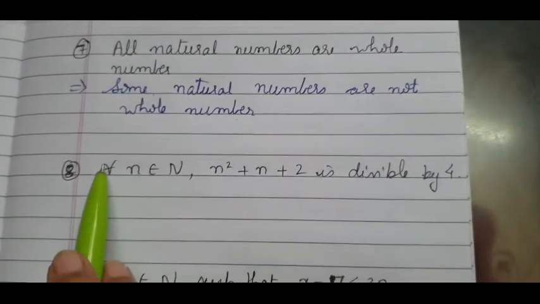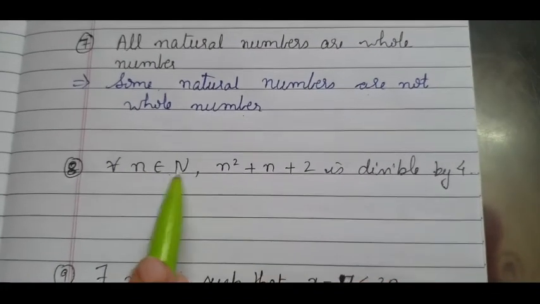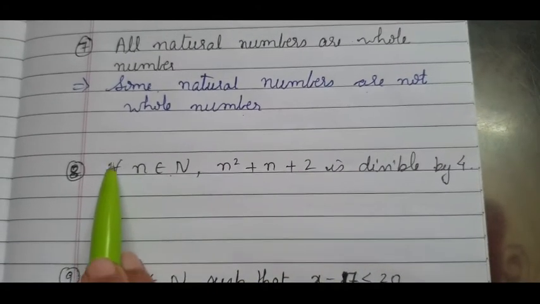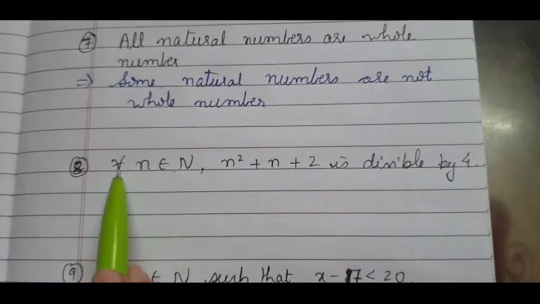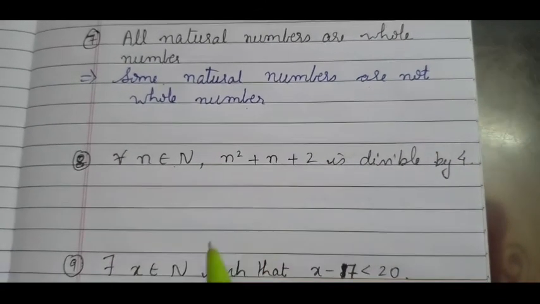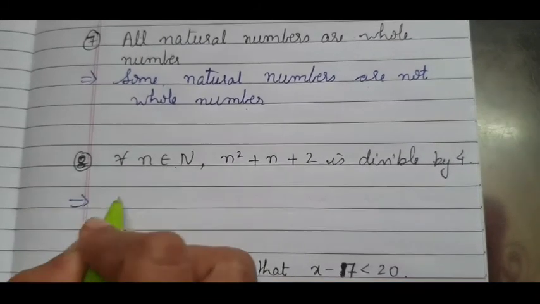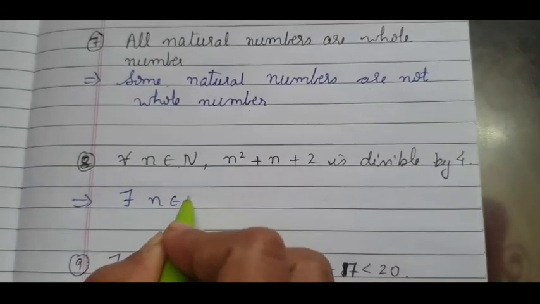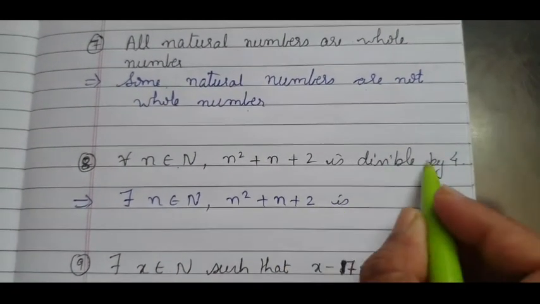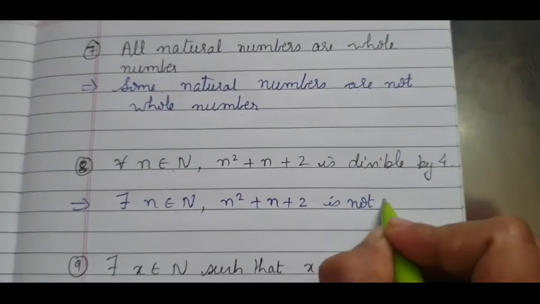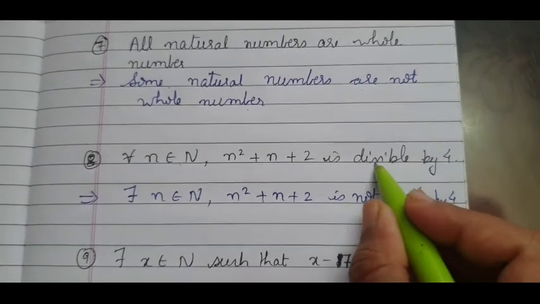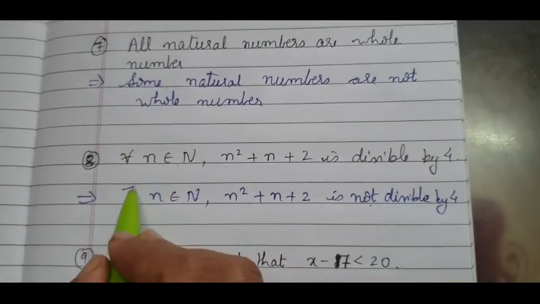Now next one, 8th one: for all n belongs to N, n square plus n plus 2 is divisible by 4. See, you now remember this symbol, this is a quantifier, the quantifier for all. So we have two quantifiers, for all and there exists. So instead of for all we'll write there exists n belongs to N such that n square plus n plus 2 is not divisible by 4. So here negation will be not. Instead of for all we'll write there exists.